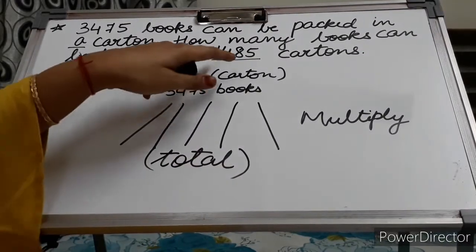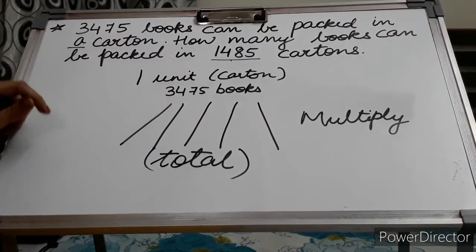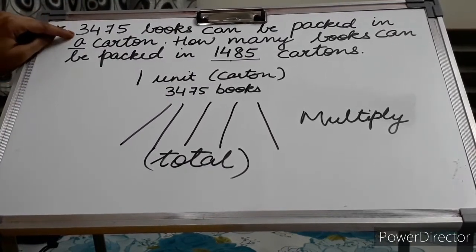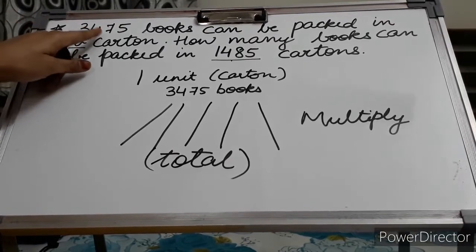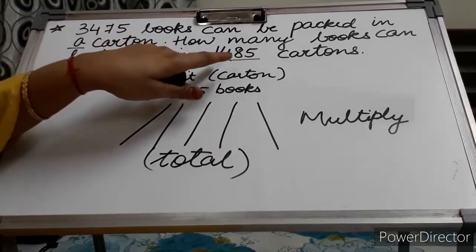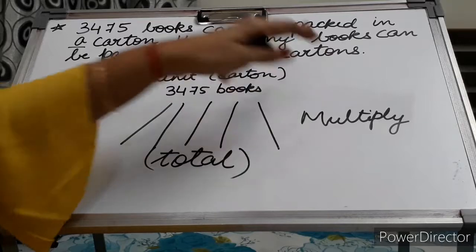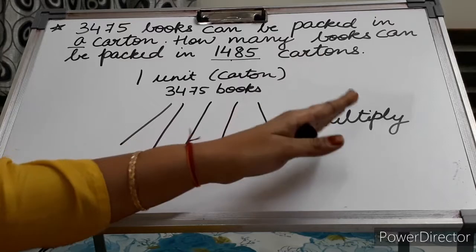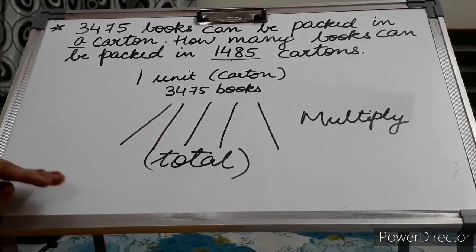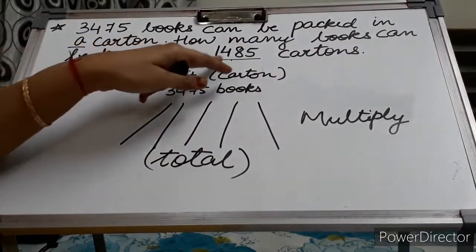3,475 into 1,485. And for every number we have to write the statements. So the first number is 3,475. What statement will be here? Number of books in one carton is equal to 3,475. Here also this number is given, 1,485 cartons. So what do we have to write for this statement? Total number of cartons of books to be packed, that will be 1,485. And the answer, we have to write the statement: total number of books that can be packed in 1,485 cartons.